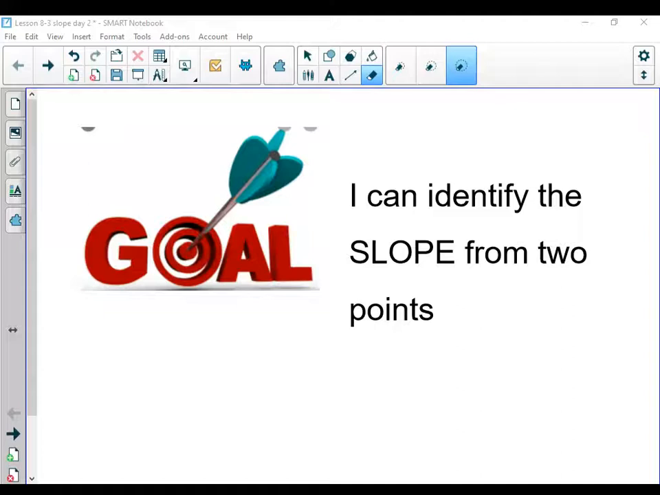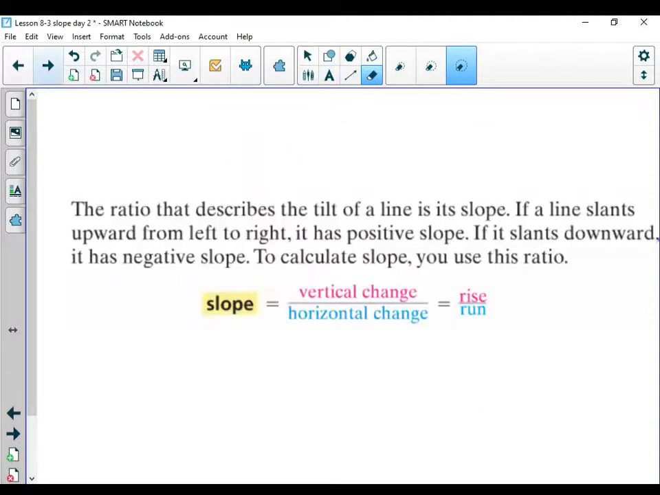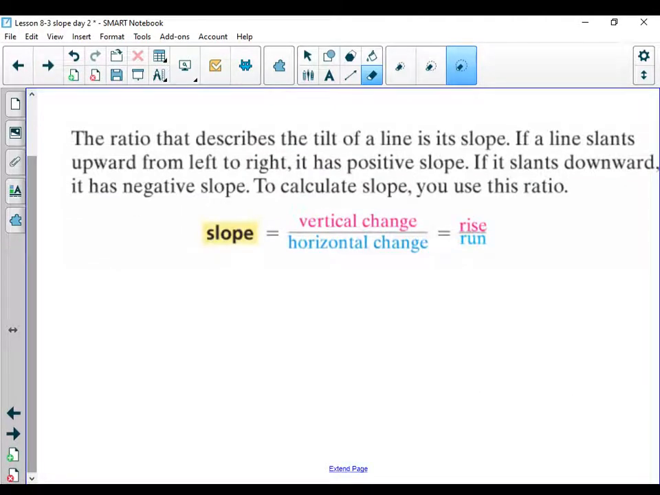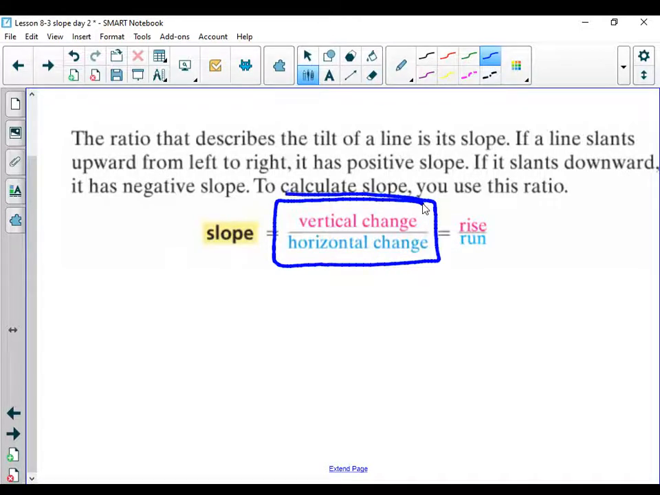Okay, slope day 2. Yesterday, it looked super similar to this, except it said from graphs, and we had all these graphs that we counted. Today, from 2 points. So we need a different strategy if we're going to use the points. So here's our strategy. This part that we didn't do yesterday.